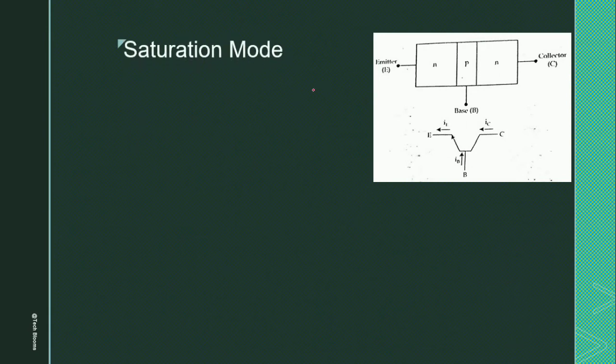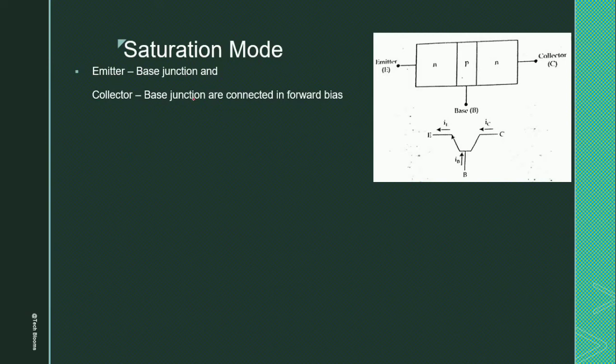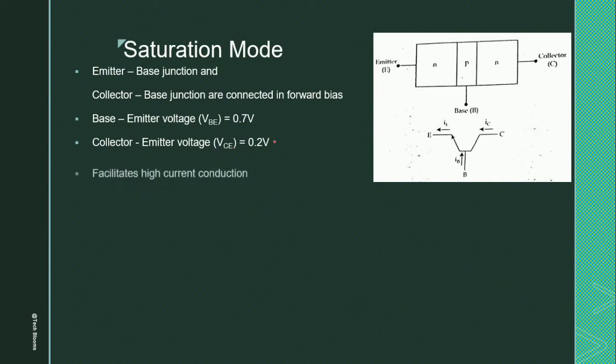So next is the saturation mode. In saturation mode, your emitter base junction and the collector base junction are connected in forward bias. That is, your emitter and base are connected in forward bias. Even your collector and base are connected in forward bias. Your base emitter voltage, that is VBE, is 0.7 or greater than 0.7, and your collector emitter voltage VCE is 0.2 or less than 0.2.